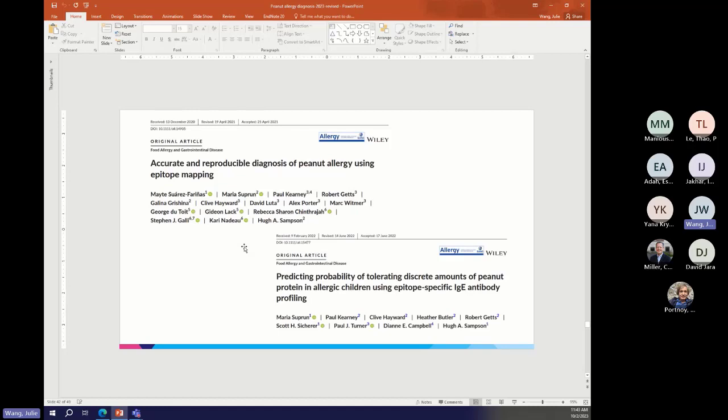And then I want to move to newer testing. Epitope testing has been looked at to try to improve the diagnostic accuracy of testing. So we started with IgE testing to a mixture of whole peanut protein, so a mixture of different proteins, and then component testing, which is IgE to the different peanut proteins. And now epitope mapping is looking at where on the specific peanut proteins the IgE antibodies are binding, and what additional data that can provide if we know exactly where the IgEs are binding.